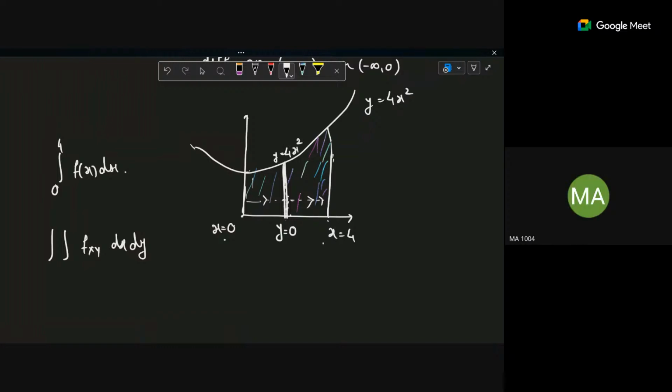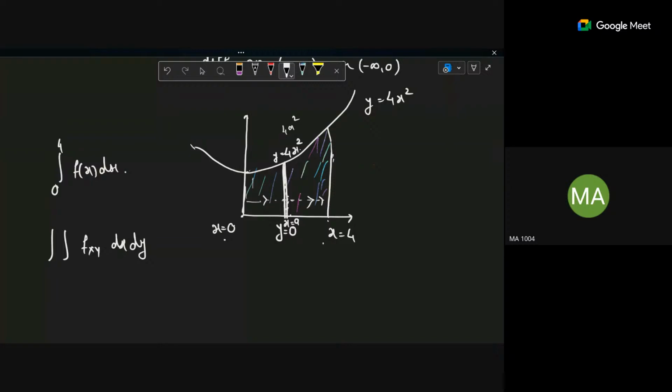So when my strip is here, y will be 4x square. That means if x is equal to 0, the length of rod will be 0, fine, because there is nothing at x is equal to 0, y is equal to 0. Let's say my rod is at x is equal to a. At that time, my length of rod will get adjusted to 4a square.